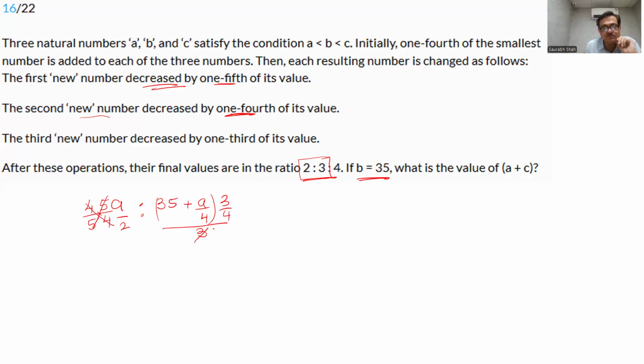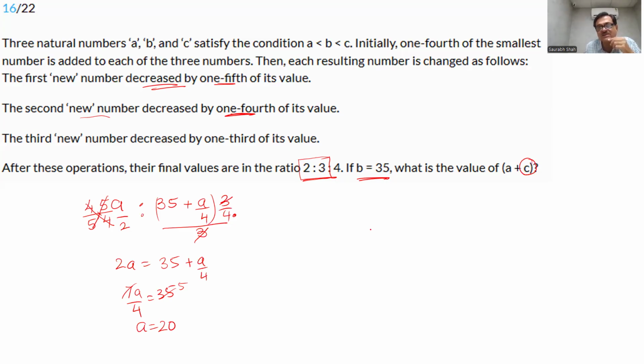So the 3 cancels out. We can transfer this 4 onto the left hand side. 4A by 2 gives us 2A is equal to 35 plus A by 4. 2A minus A by 4 gives us 7A by 4 is equal to 35, which gives us A is equal to 20. Our first number is 20. B already is 35. All we need now is to find C.